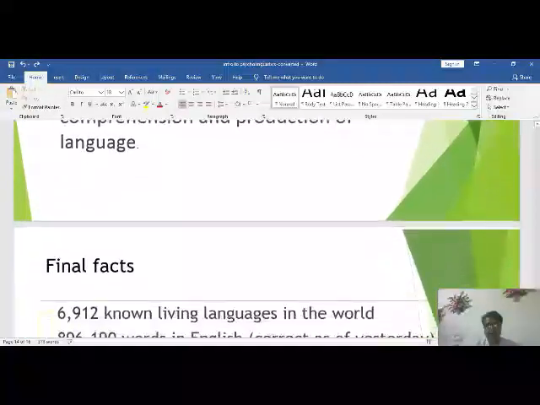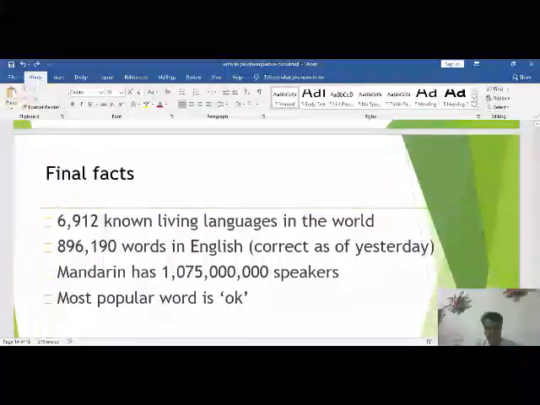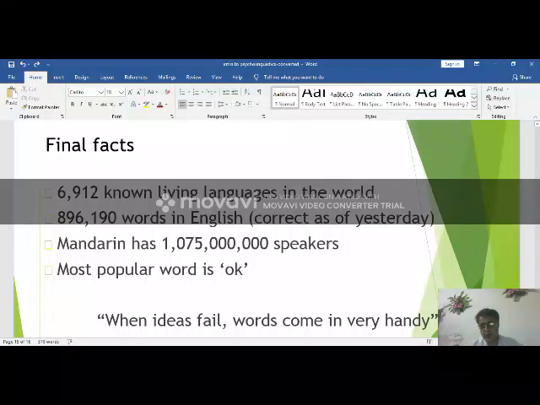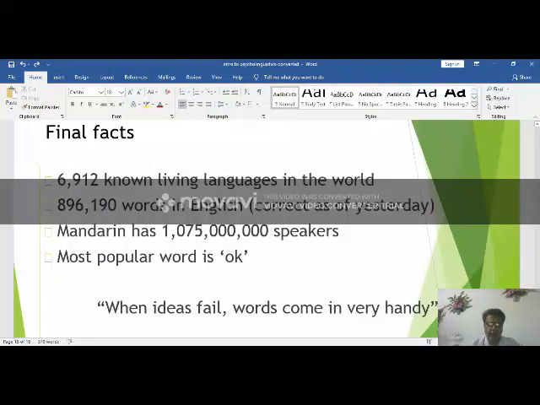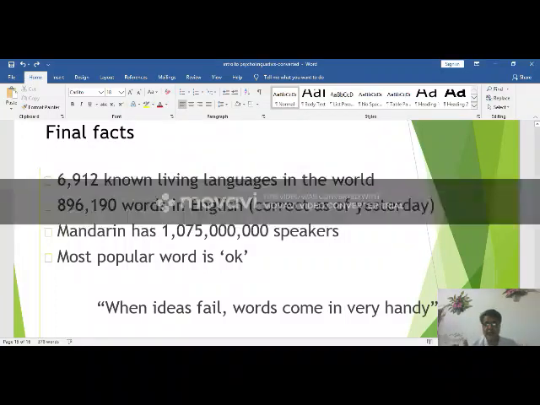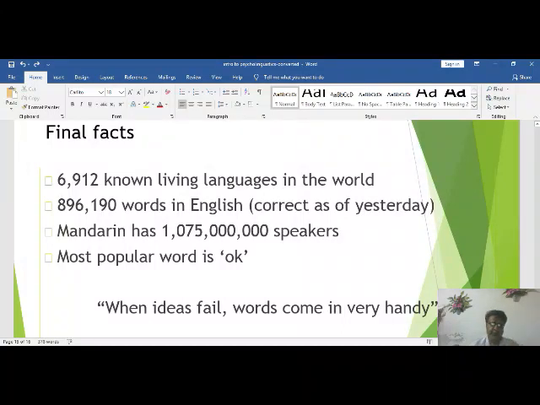There are some final facts being shared here. There are 6,912 known living languages in the world. There is a difference of opinion on the number of languages, but most agree that the number is between 6,000 and 7,000. The exact number differs depending on the exact number of speakers.